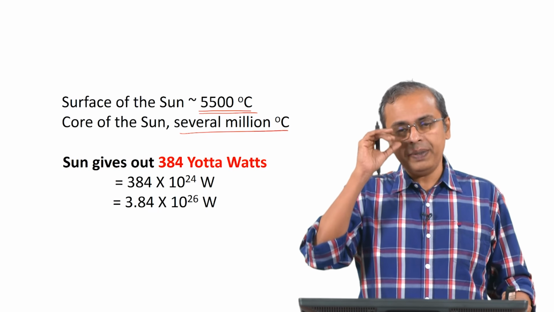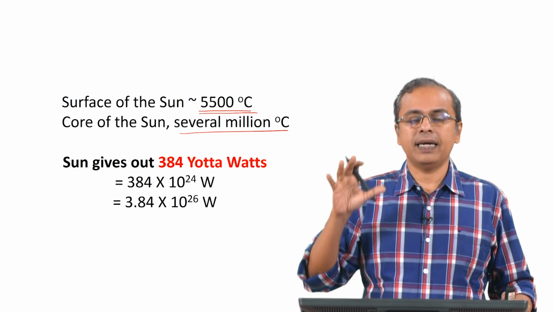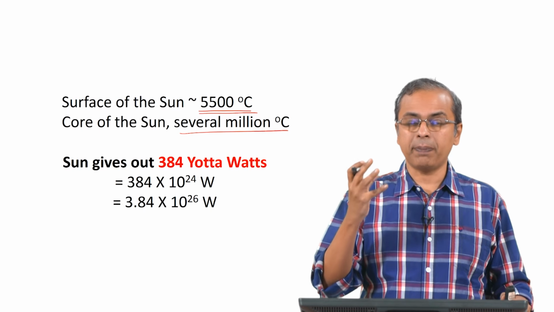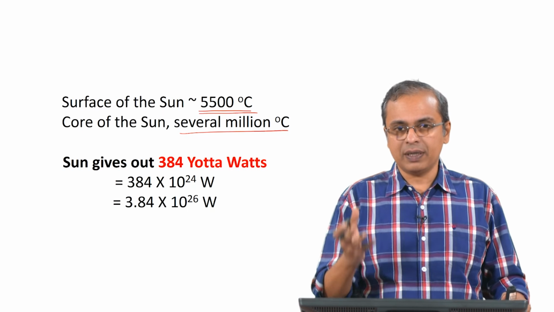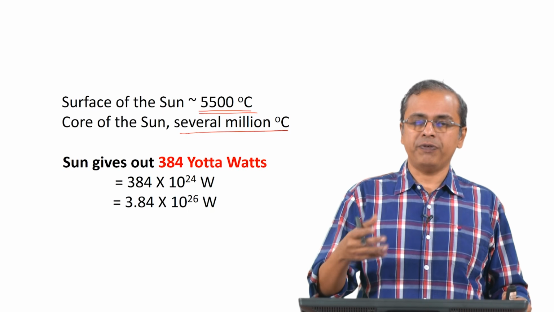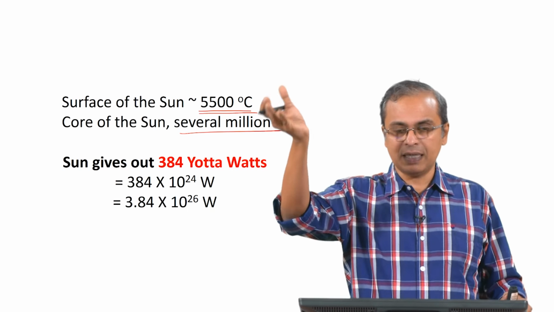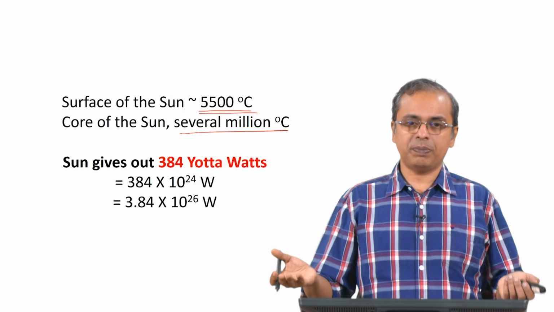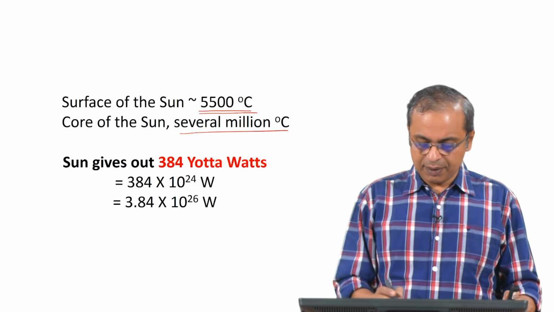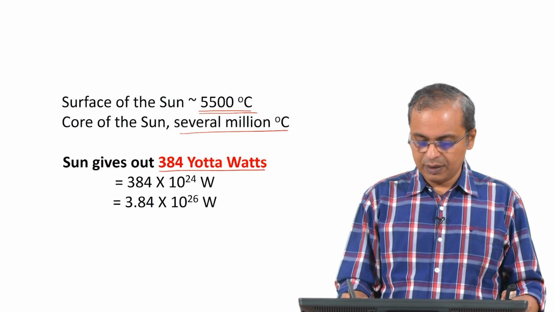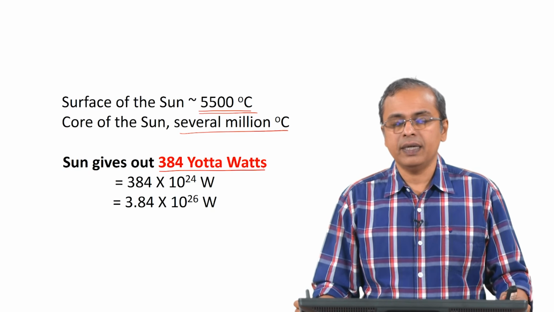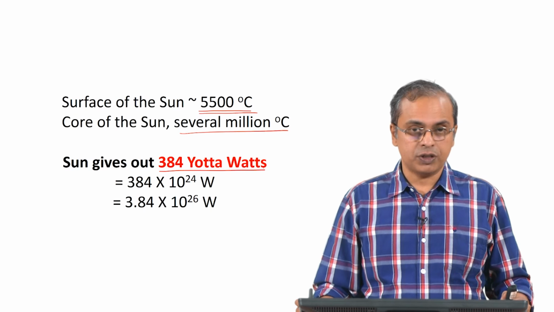So people have actually studied the sun carefully and they have a sense of what is the power of the sun. When you put a light bulb in your house, you say 100-watt bulb, 50-watt bulb and so on. If you think of the sun as a bulb that is giving you light, what is the power of this bulb? That is the number that you see here. The sun gives out 384 iota watts.